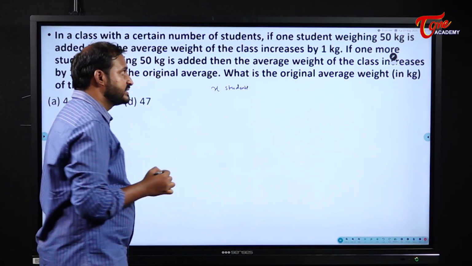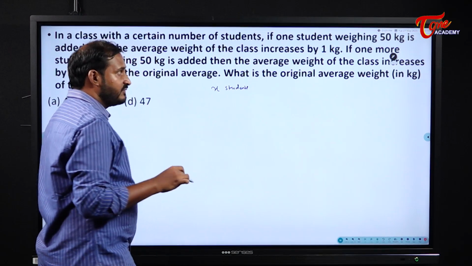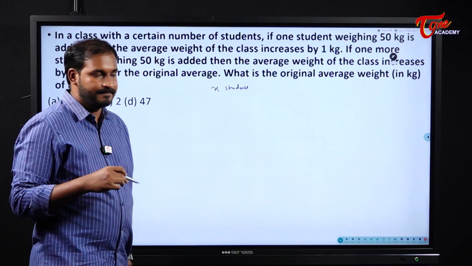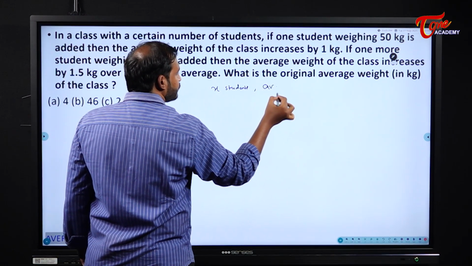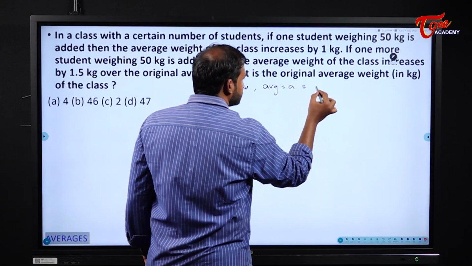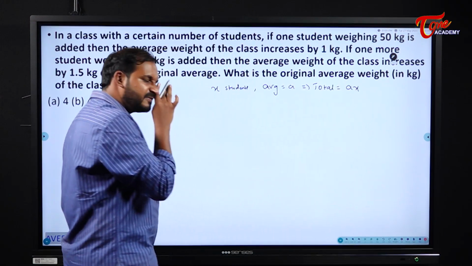Okay, X students, and the average weight we don't know. When a student weighing 50 kg is added, the average weight of the class increases by 1 kg. So, the previous average is some A. What is the total weight in this case, students? Tell me what will be the total. AX.